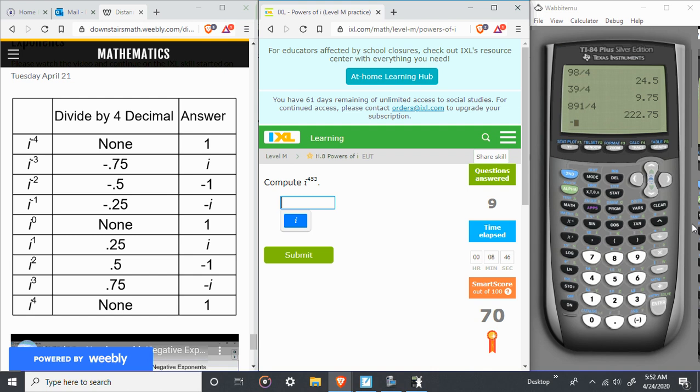Again, the numbers, I mean, they're fantastic. 453 divided by 4. What do we got? 0.25, right? We don't really care about the whole number. 0.25 means my answer is going to be i.